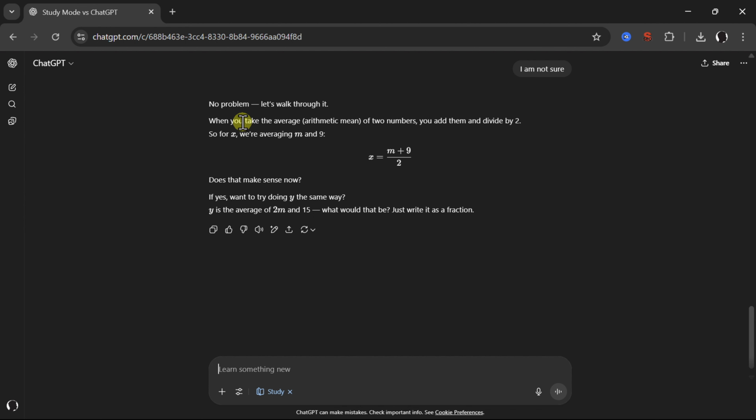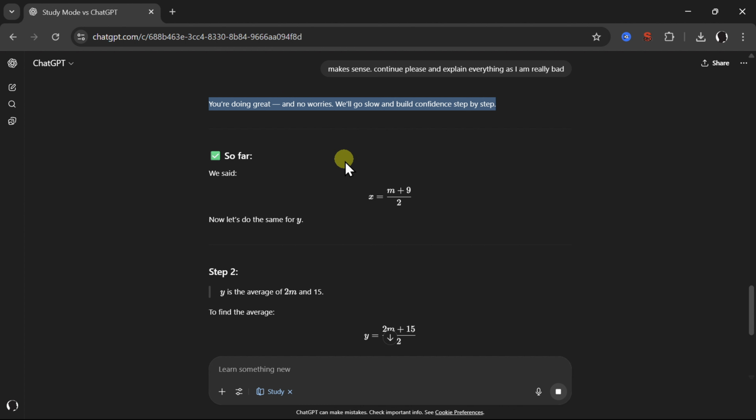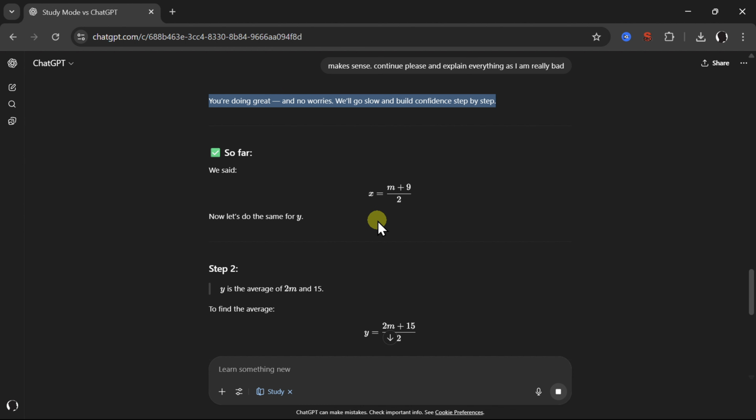No problem. Let's walk it through. When you take the average arithmetic mean of two numbers, you add them and divide by 2. So for x, we are averaging m and 9. x equals m plus 9 divided by 2. Does that make sense now? If yes, we can try doing y the same way. Nice. So continue please and explain everything as I'm really bad. Nice, some encouragement here.